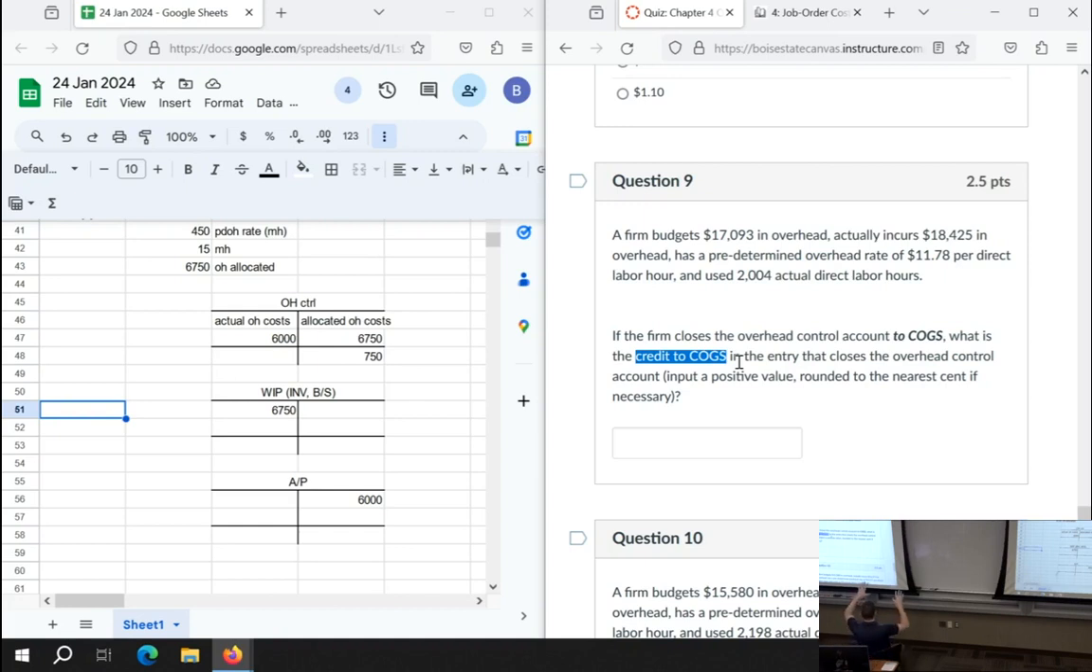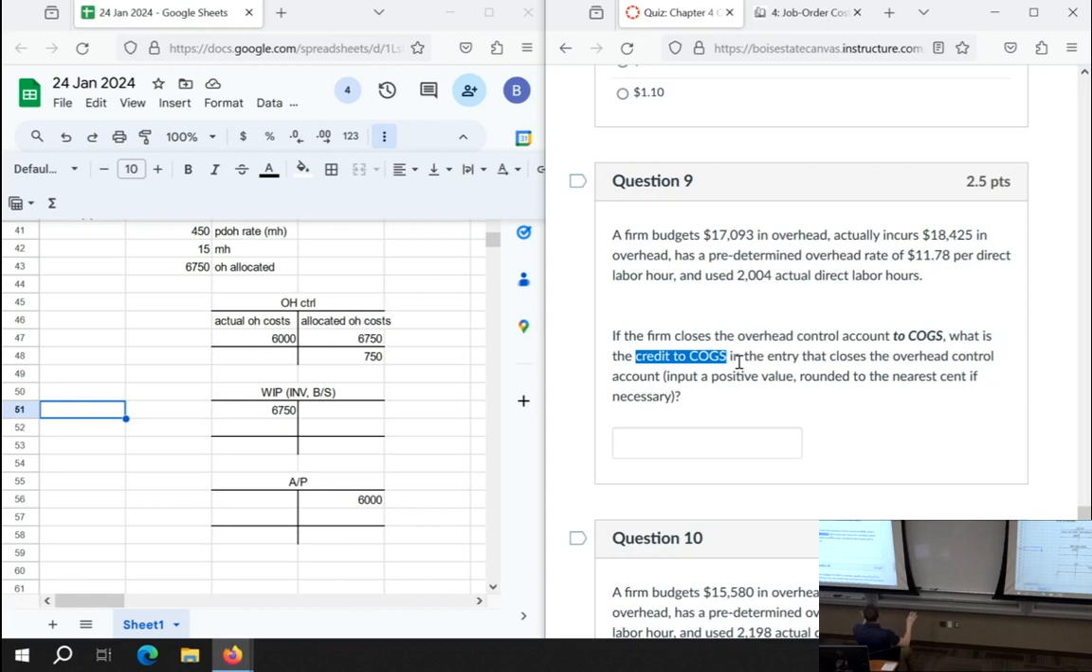I'll face this way. So I'm doing the same. More actual overhead costs on the debit side than we had allocated or applied costs on the credit side. So we end up with a debit balance. No, I got it backwards in my head. Yeah, sorry. We over-allocated. There we go. We over-applied. We have more over here on the right-hand side than we had actual costs. So we have a credit balance in overhead control. There we go. I got it right.